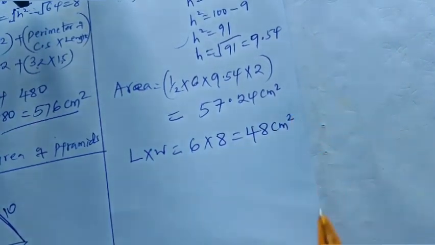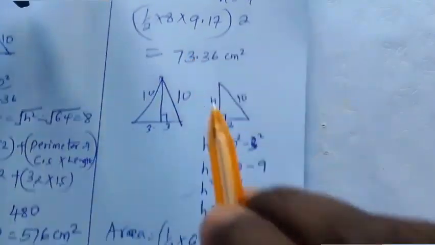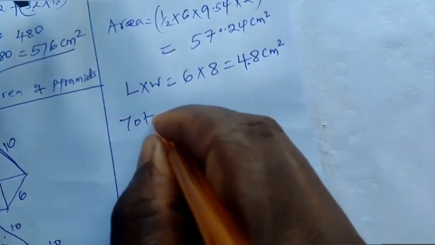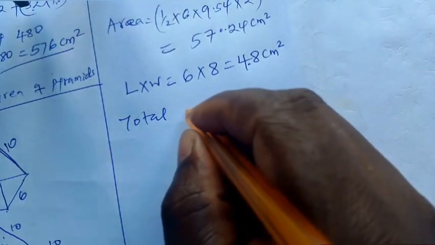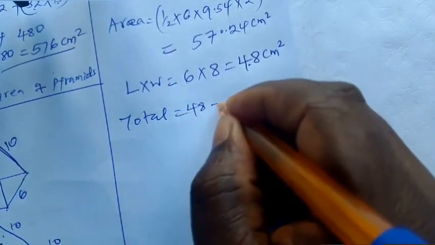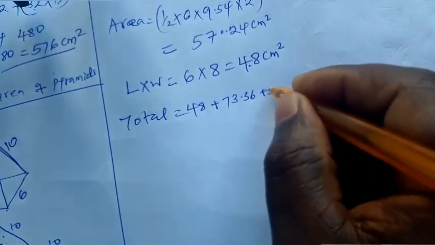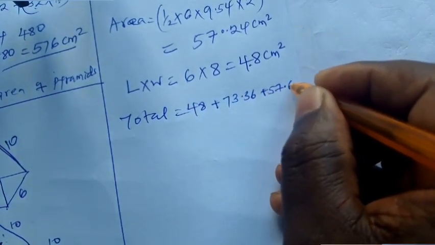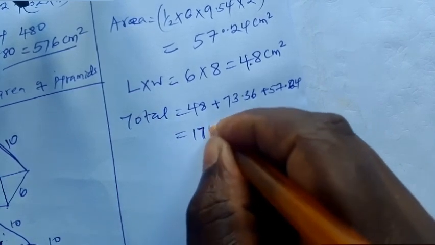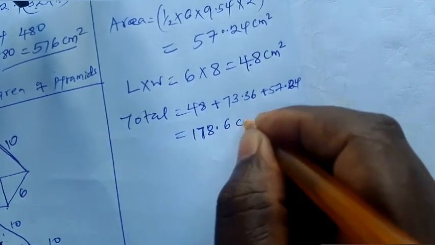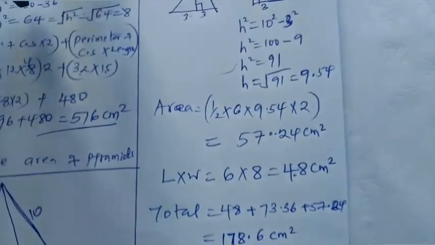Now total area is to add this, this, and this. That is the total surface area of that pyramid.